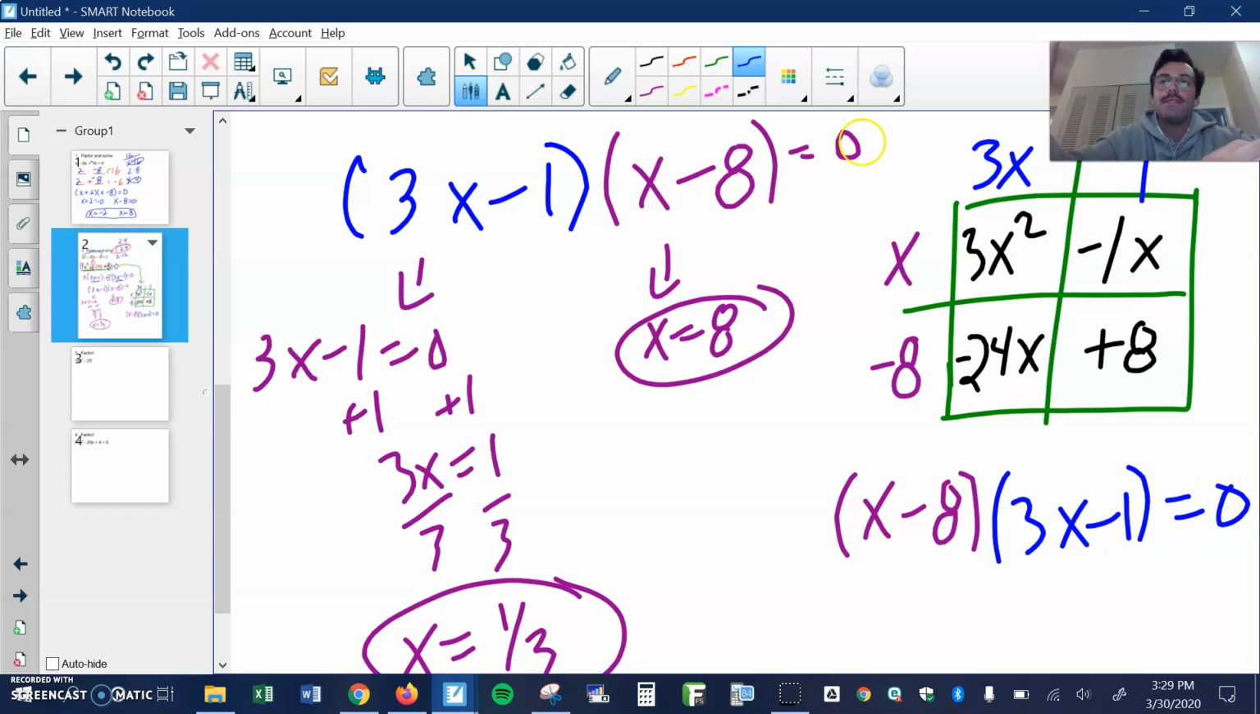And the process is the same as right here. Set each factor equal to 0. X minus 8 equals 0, so x is 8 because I add 8 to both sides. And then 3x minus 1 equals 0, plus 1, divided by 3. X is 1/3.